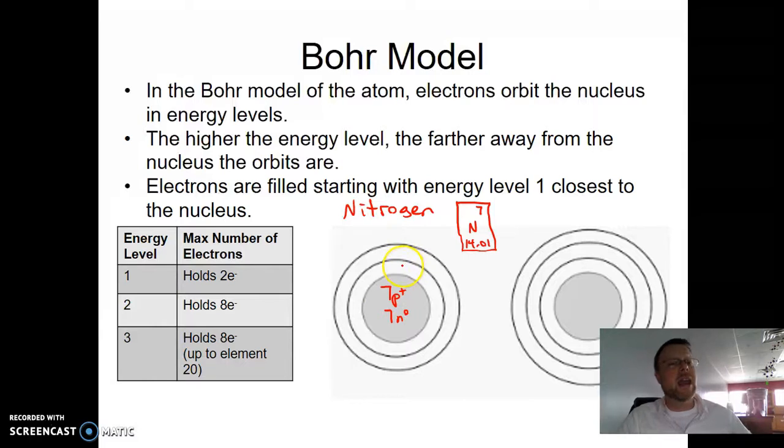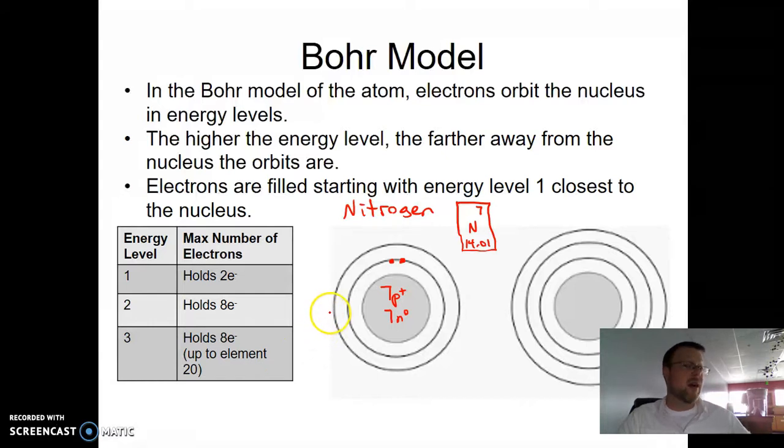In a neutral atom, the number of electrons is the same as the protons because the positives and negatives balance out with each other. So we know we're going to have 7 electrons. Now I'm going to represent these electrons just with dots. And I'm going to start, like we just said, with the first energy level. The first energy level holds up to 2 electrons. So I'm just going to put 2 dots in this first ring to represent those 2 electrons.